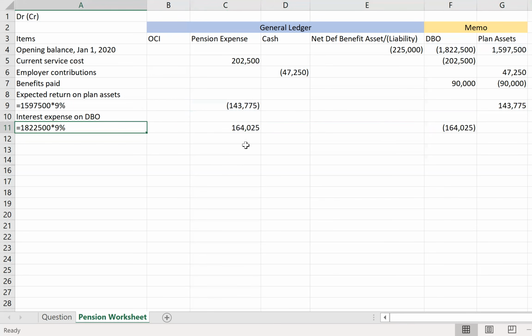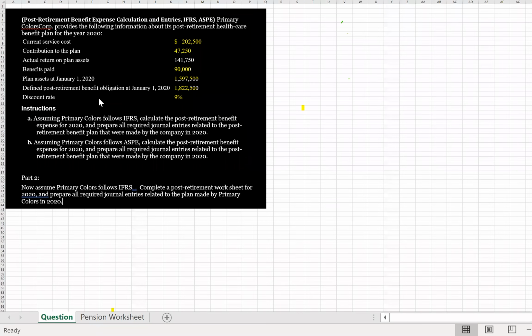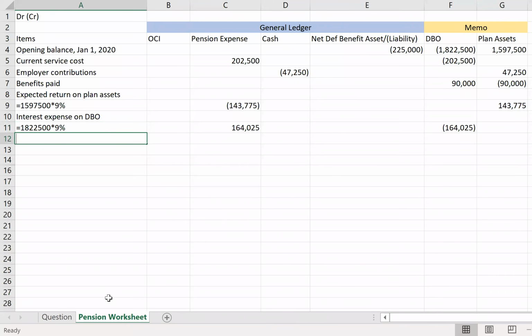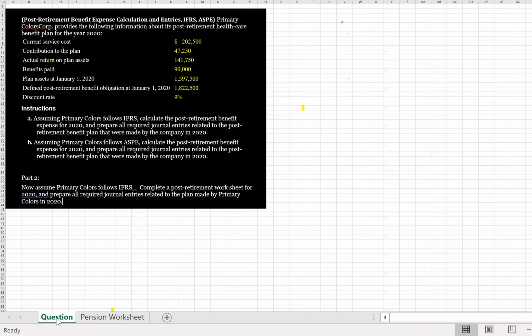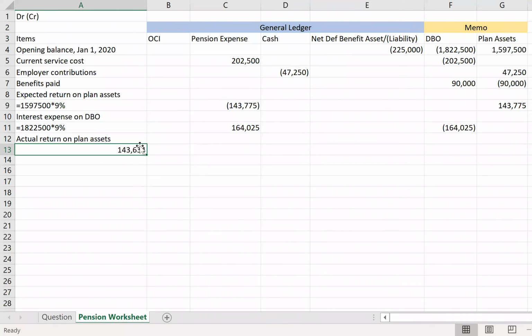Okay, now let's look at the actual return on plan assets. So our discount rate was 9%. And then we're told that our actual return on plan assets, we're given a dollar value here, was $141,750. Actual return on plan assets. So we thought we were going to have a return of 143,775, but we actually had 141,750.